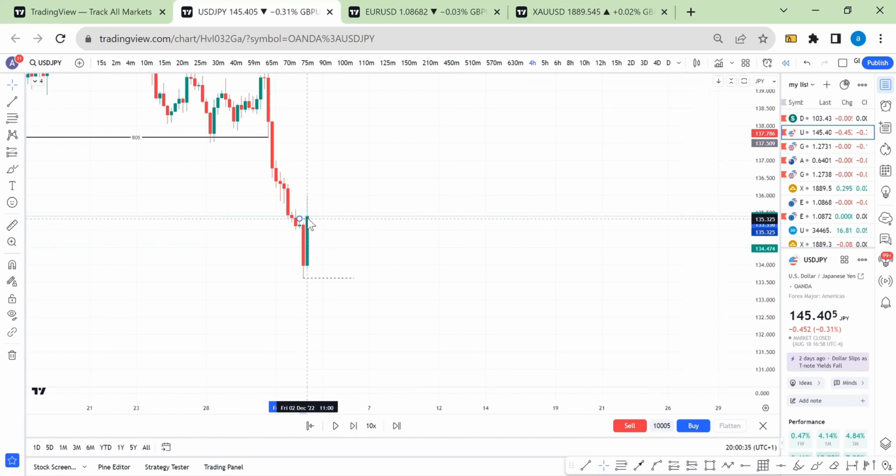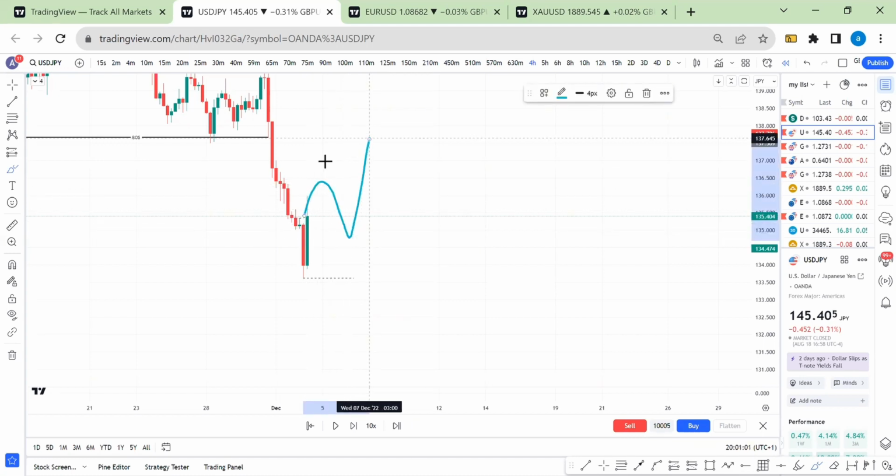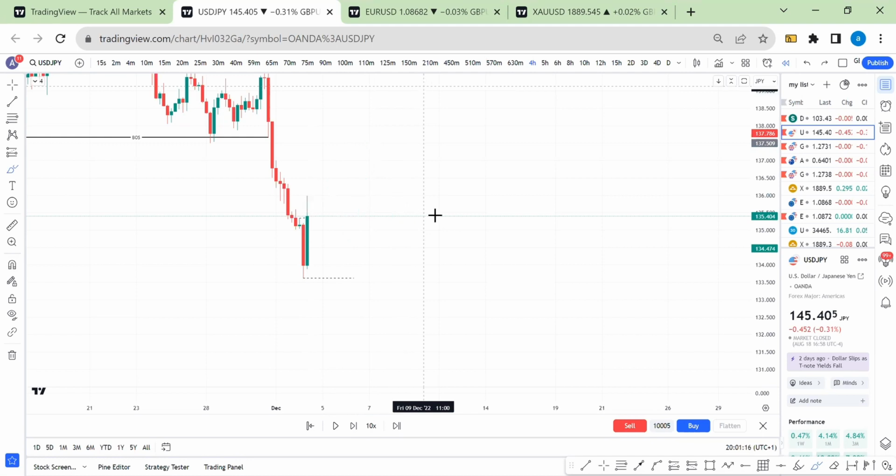So we have our change of character right there. Now we're looking for a fractal internal pullback. So we want to see something like this, protecting that this low must not be broken. We want to see price behave this way and break this place. You can also decide to go like this and come down and break this place. And this will now be our internal break of structure. So we can now trade when it pulls back into the discount of this zone, and we can trade it to the upside. Let's see how that goes.